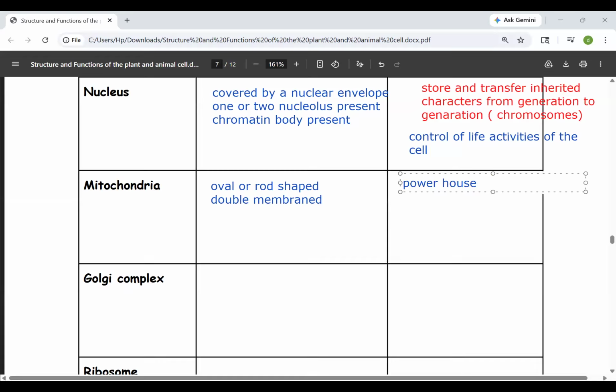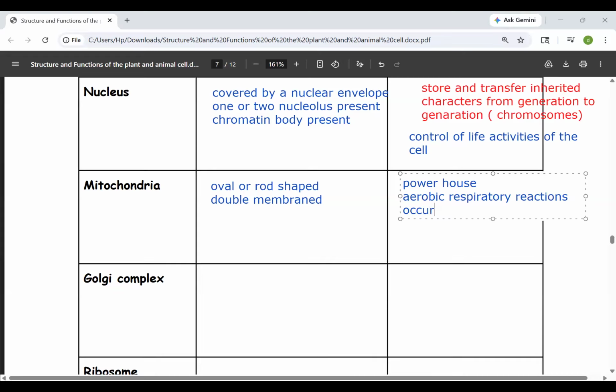Next point, write down: aerobic respiratory reactions occur. Aerobic means with oxygen. Aerobic respiratory reactions occur. That's all, right? That's all.